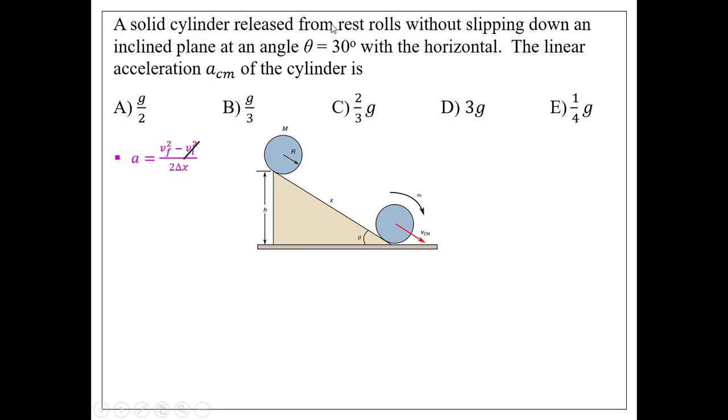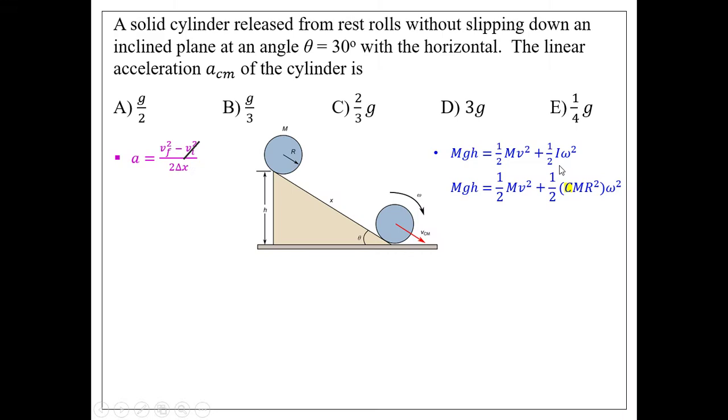Vi is 0 because it says it's released from rest. Now, so therefore, the one thing I do need is Vf, and I need delta x, right? And delta x is just the length of the ramp here, and Vf I don't know. So I'm just going to run through it one more time in case you didn't keep up. To start, set up conservation of energy, PE equals KE linear plus KE rotational.